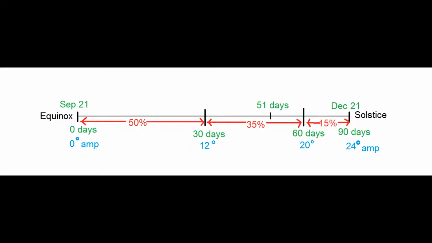The whole point of the line is to create a reasonable graphic representation of what's going on during the season with regard to the sun's amplitude. Next, add the amplitude values for 30 days and 60 days. At 30 days, the amplitude value is 12 degrees because if you take the maximum amplitude value of 24 degrees and multiply it by 50%, there's your 12 degrees. And at 60 days, the amplitude value is 20 degrees because if you take your 24 degree maximum amplitude value and multiply it by 85%, that's your 20 degrees, and I just round to the nearest degree. So now you have your amplitude values filled in.